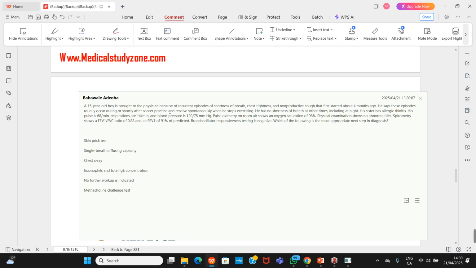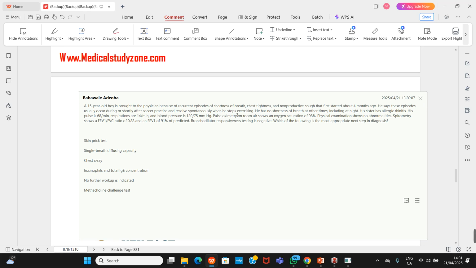Respiration is 14, blood pressure is 120, pulse oximetry shows oxygen saturation at 98. Physical examination shows normality. Spirometry shows FEV1/FVC ratio of 0.88 and FEV1 at 91% of predicted. Bronchodilator responsiveness testing is negative. Which of the following is the most appropriate next step in diagnosis? A. Skin prick. B. Single breath diffusing capacity. C. Chest X-ray. D. Eosinophils and total Hg concentration. E. No further workup. F. Methacholine challenge test. Anybody? Methacholine challenge test.